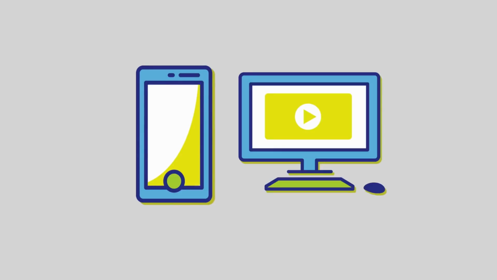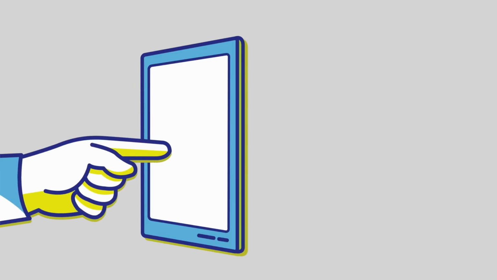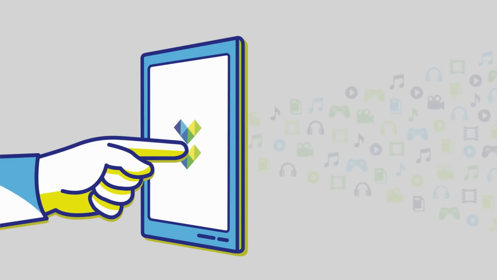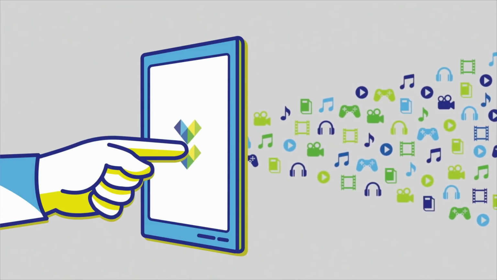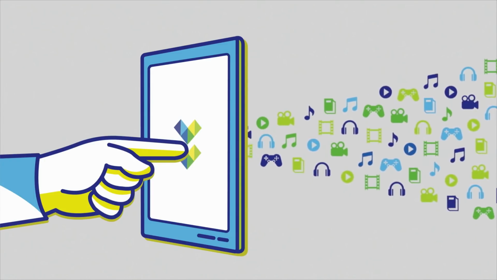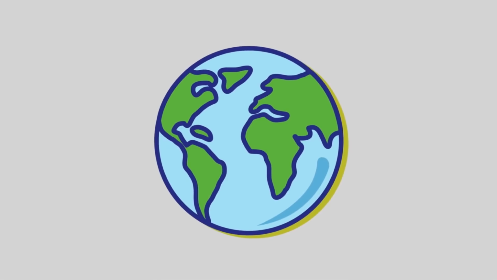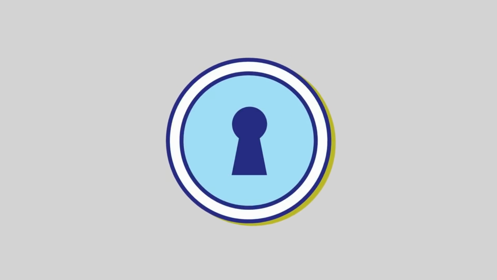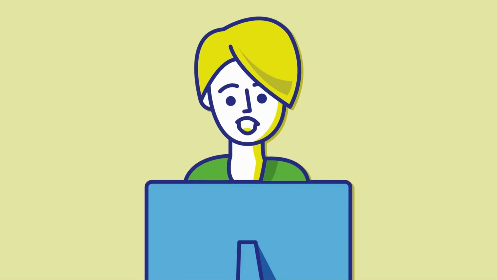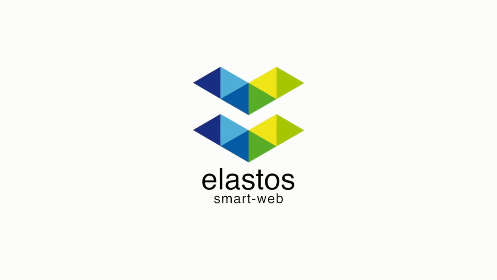Whether from a mobile device or personal computer, Elastos provides the infrastructure for the authentication, trading, and circulation of digital assets, helping to create a new World Wide Web that is safer and smarter. Elastos, a new kind of internet, powered by blockchain.